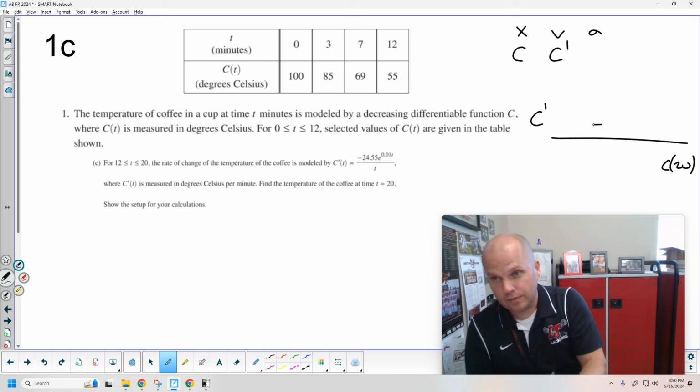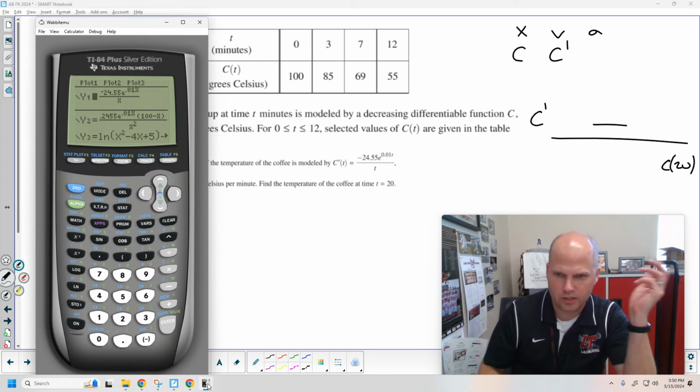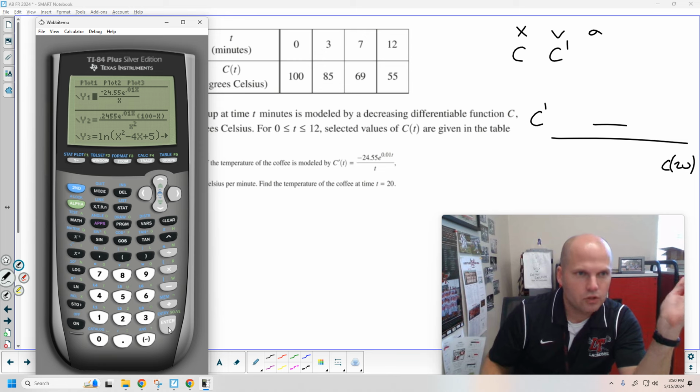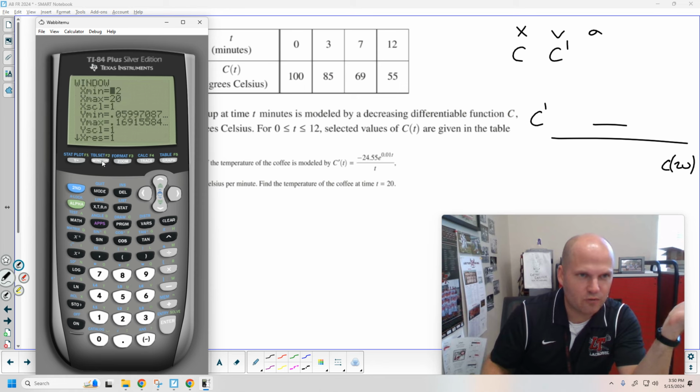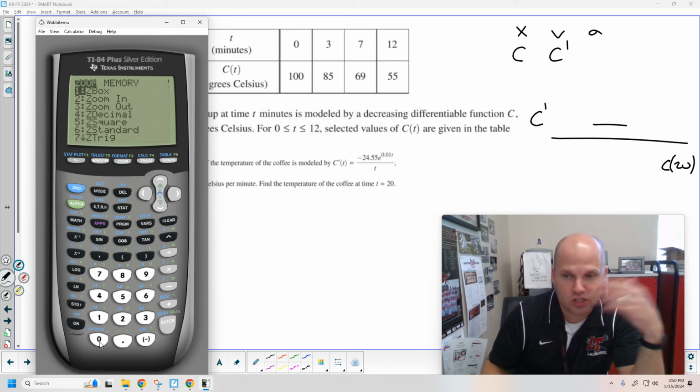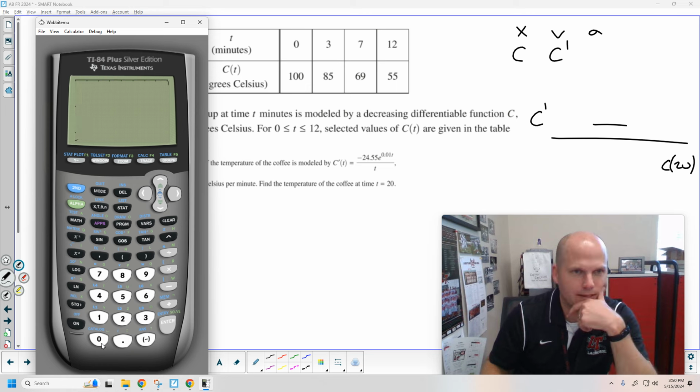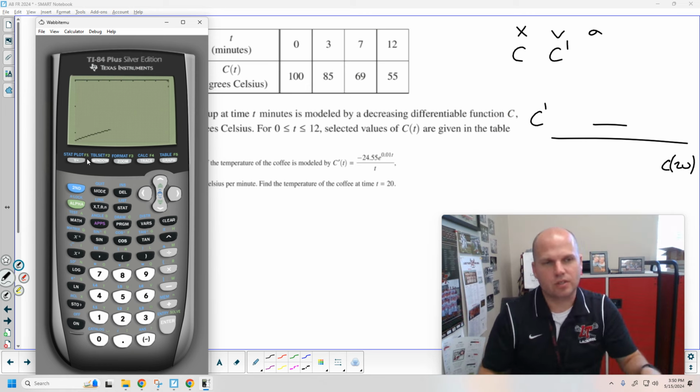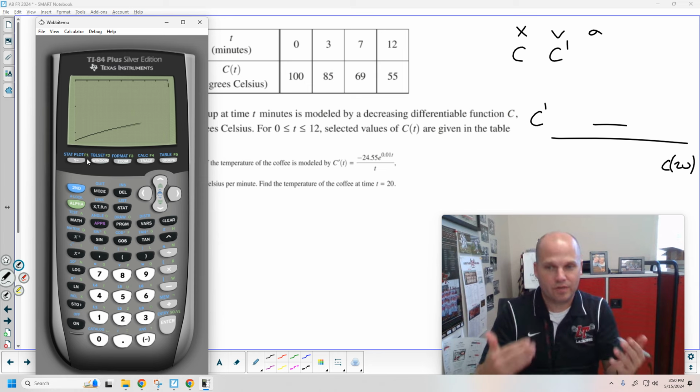Actually, it's negative. At least that's what I think it is. Let's just go ahead and graph it. So we should be going from 12 to 20. We should zoom fit it, and we should see that it's negative. I mean, the temperature should be going down. Yeah, so the temperature's going down because the derivative is negative.